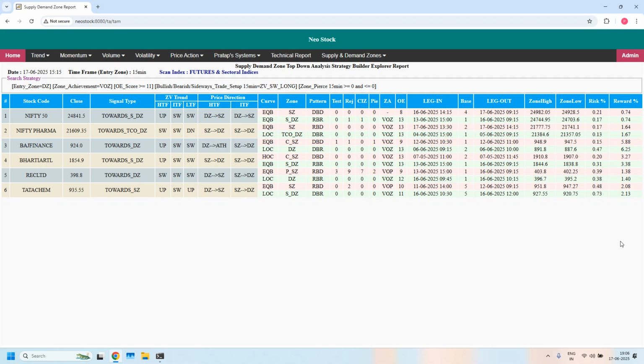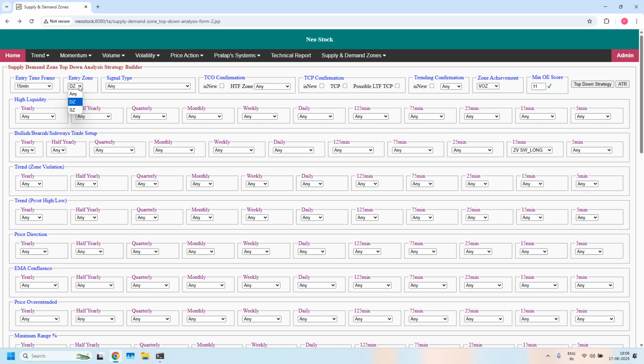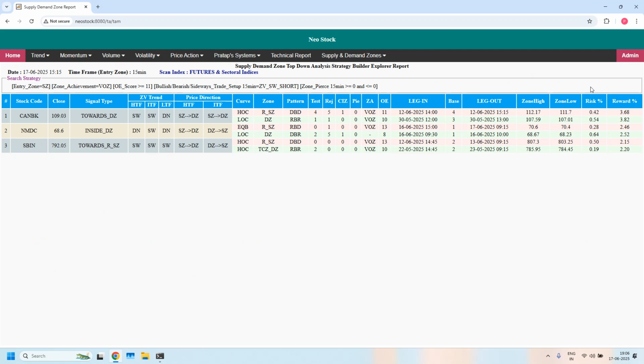Okay, next let us look into sideways short trade setup for daily income trade. Changes are entry time frame 15 minutes supply zone, your sideways short. Let's filter. We got 3 stocks. Sideways short trade setup for daily income trade, and entry time frame zones are 15 minutes supply zone.